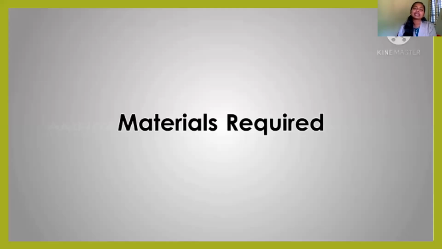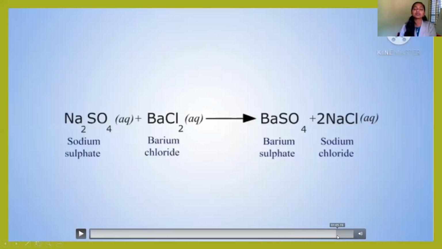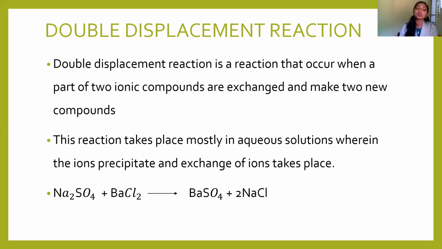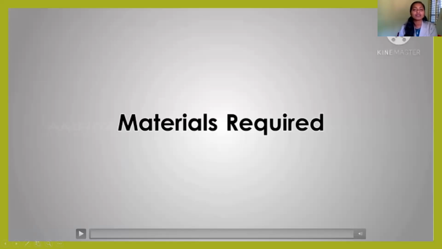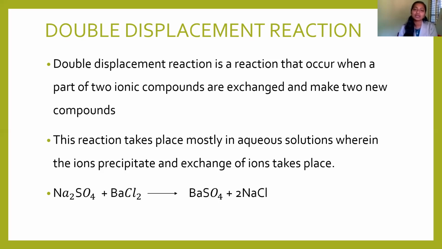Yes, we get an equation: sodium sulfate reacts with barium chloride to form barium sulfate and sodium chloride. And this is an example of a double displacement reaction. Here what actually happens is that the sulfate ions are displaced by chloride ions and the chloride ions are displaced by sulfate ions. So that is a double displacement reaction. And now we can see the PPT.